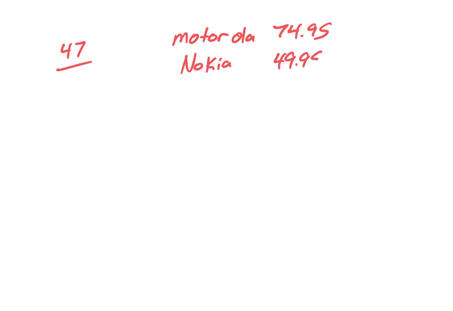All right, so Motorola's are $74.95. You don't necessarily have to write this information out because I know it's written out, but I think sometimes it's helpful just to kind of organize your information. Nokia's are $49.95. And those two together, we spent a total of $1398.80.